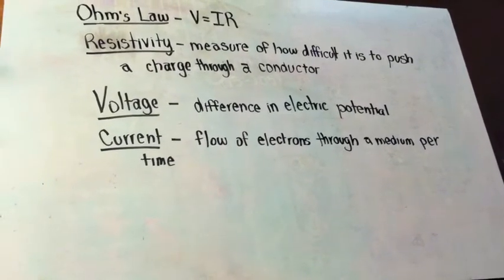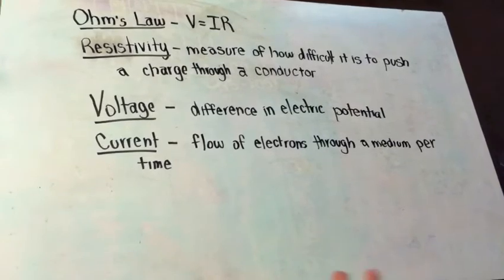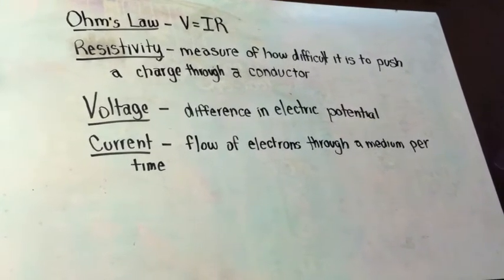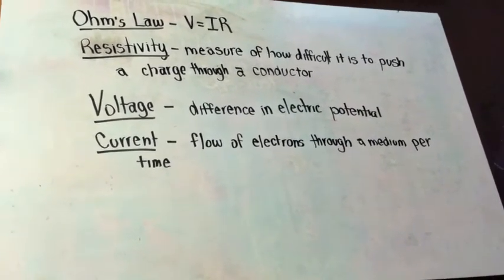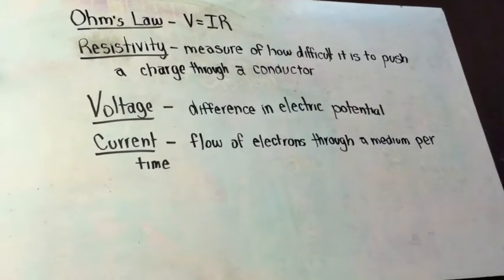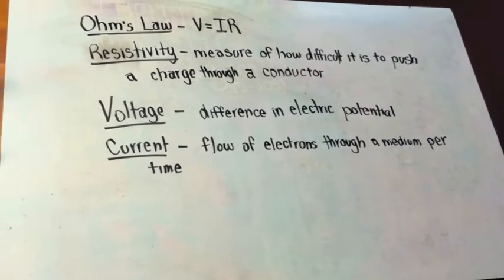For example, on a 9-volt battery, there's a 9 volts difference in electric potential between the two terminals on the top of the battery. Current is the flow of electrons through a medium per time.